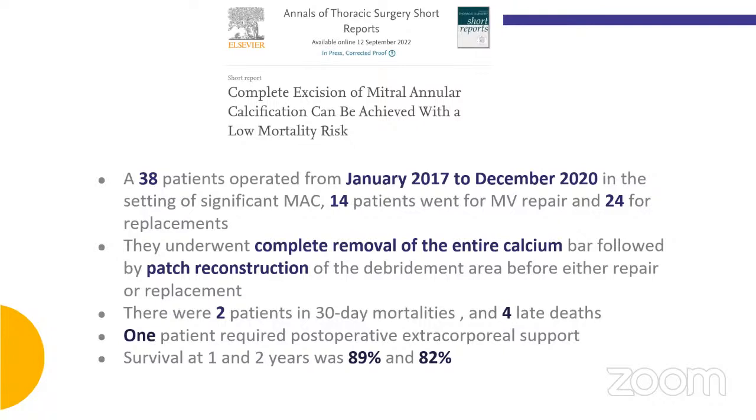14 patients went for mitral valve repair and 24 for replacement. Both categories underwent a complete removal of the entire calcium bar, followed by a patch reconstruction of the debridement area before either repair or replacement. So the outcome of these patients: 2 patients died within 30 days, and 4 patients died later on. 1 patient required post-operative extracorporeal support, but they have a good survival at 1 year with 89% and at 2 years, 82%.